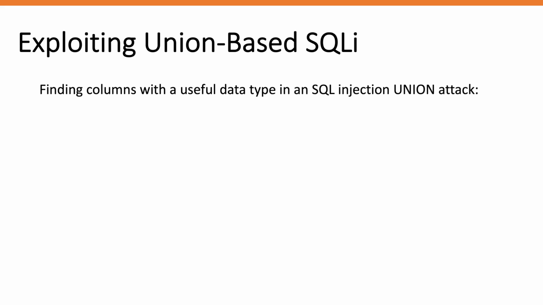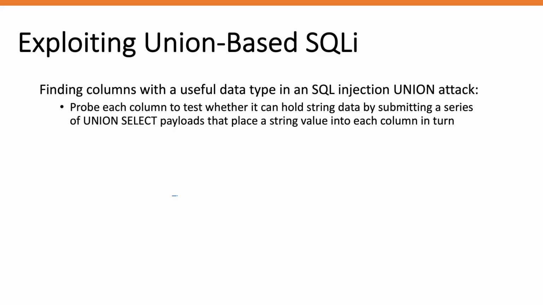Next, we need to find a useful data type in these columns. And so the way to do that is to probe each column to test whether it can hold string data by submitting a series of union select payloads that place a string value into each column in turn. So over here, now I know that it has 2 columns from the previous exercise that we just did. So what I would do is add a string value, so A, in the first column value, and see if it outputs an error.